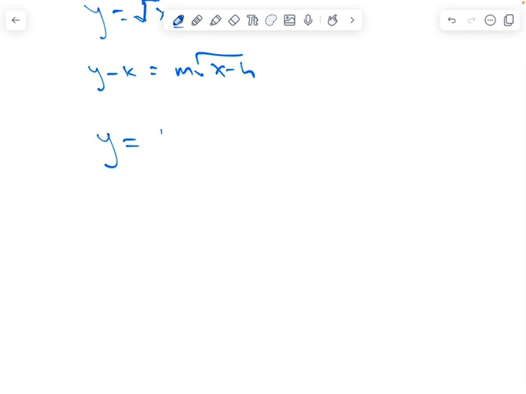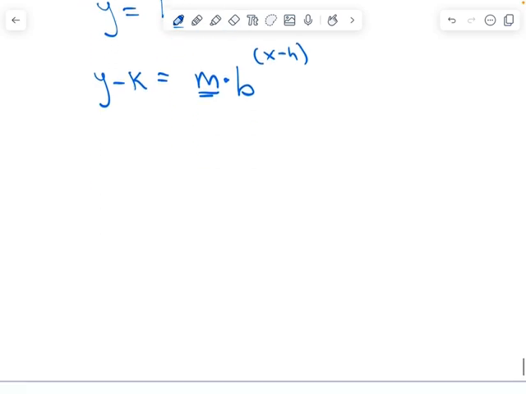Rational functions, or let's do exponentials. Exponential is y is equal to b to the x. So we're going to replace this as y minus k is equal to b to the x minus h, and the m is going to go right there. The m controls the steepness of that exponential curve. Okay, so it really is that simple.